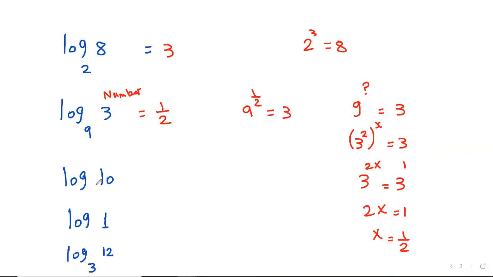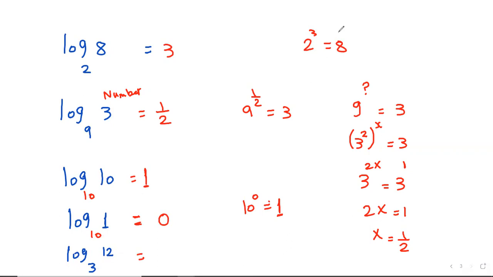What about log 10? In this case, the base is 10, but it's not written. So log 10 to the base 10 is 1. Log 10 in the base 10 equals 1. So what about log 1? Log 1 in the base 10 here. So 10 to the power of what equals 1? 10 to the power of 0 equals 1. So log 1 in the base 10 equals 0.